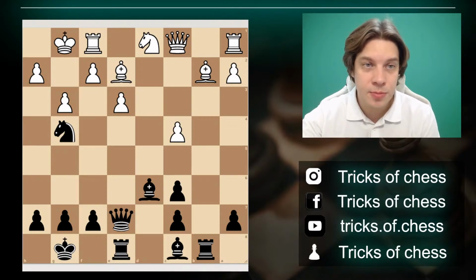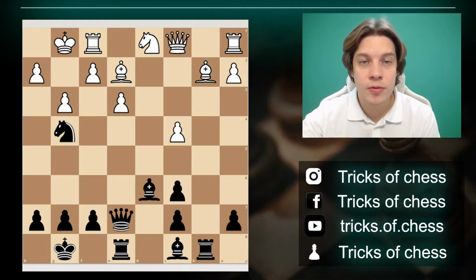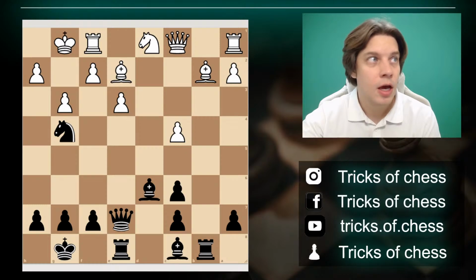So what about this position? It's black to move. What do you think black should do? How would you play if you were black in this position?